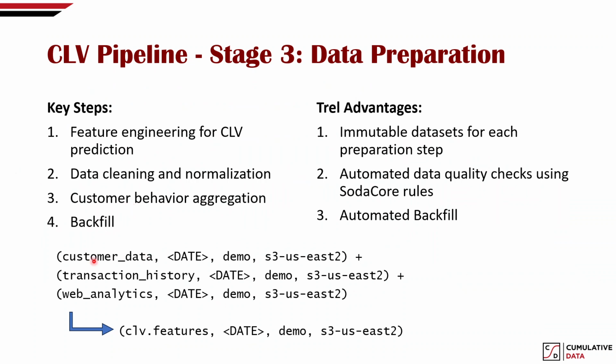what we find is that given this specific set of identities and inputs, this job clv.features will produce a data which is clv.features and the same other three dimensions as the inputs. This is our automation formula for this job. And this automation formula is used by the Trel platform to determine whether or not this job clv.features is ready to run. So here is how it works.